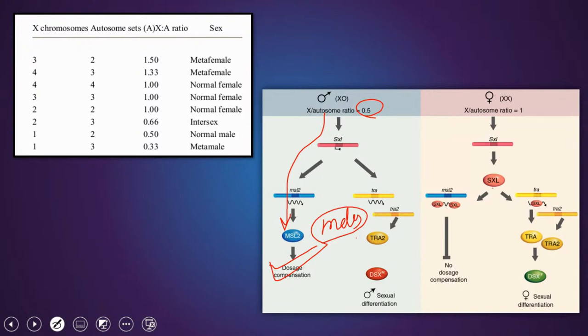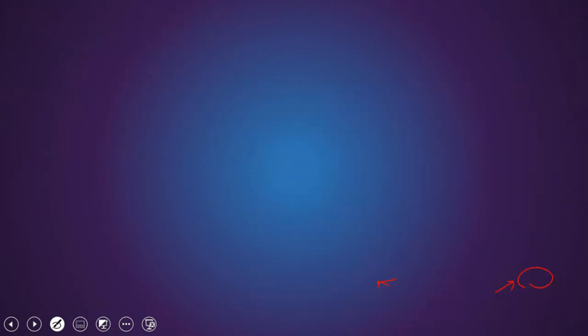And SXL, if it is there, I told you, it will direct itself towards a female-specific differentiation. So then there are some splicing mechanisms for TRA, TRA2, and double sex. Double sex is actually a gene which can form two types of products by alternative splicing. The default one will be male. But if it is spliced in a different way, it will lead to a female. But that's not required for a question. That was enough for answering this question.